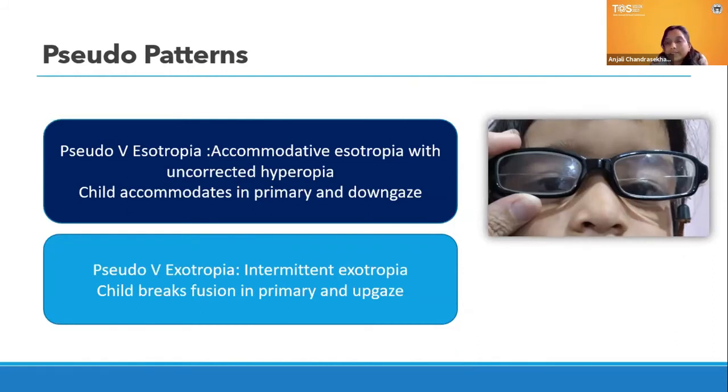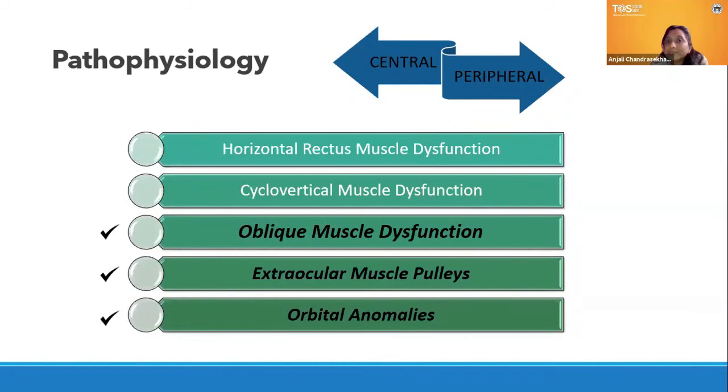So all the corrections have to be done with the glasses, with the spectacle correction in place, all the measurements. And pseudo V exotropia can happen if there is an intermittent exotropia where there is no fixation target at distance, then the child breaks the fusion for primary and up gaze and fuses for down. So that can cause a pseudo V. So pathophysiology is because of central and peripheral causes.